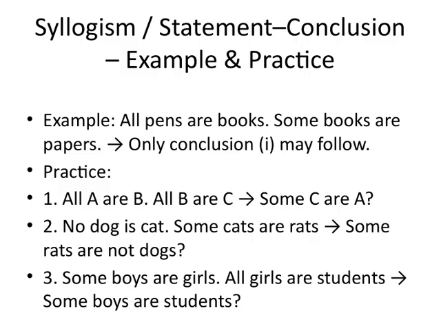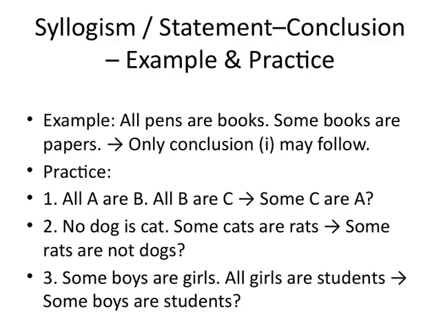Now, moving to practice, we have a few more scenarios to test our understanding. The first one is, all A are B, and all B are C. The question is, are some C are A? Think about the chain of relationships here. It helps us see how conclusions can be drawn or not.